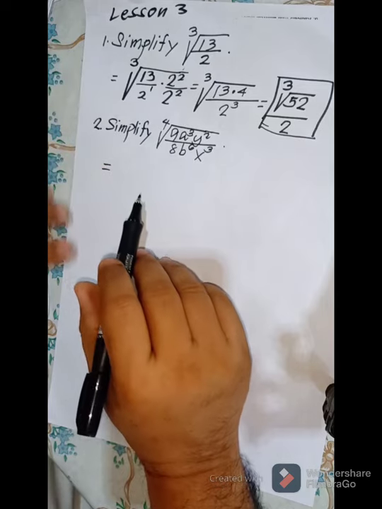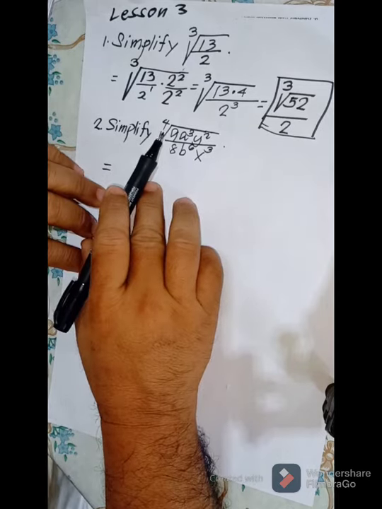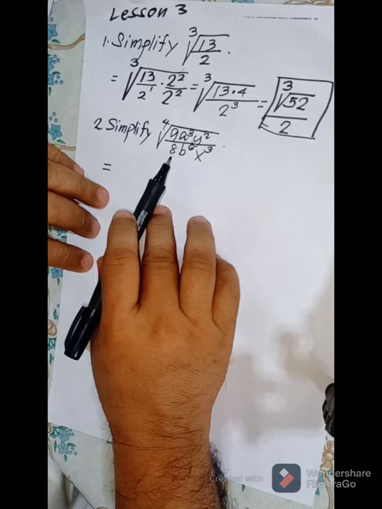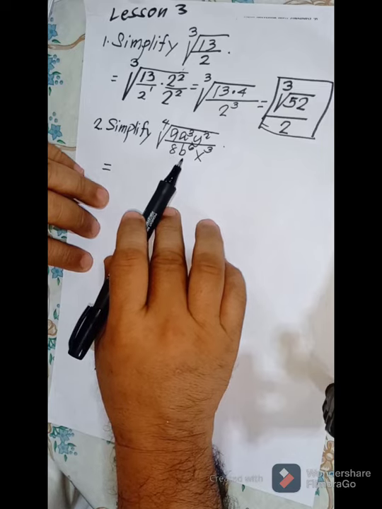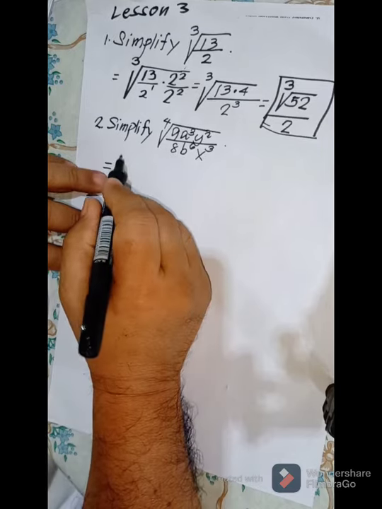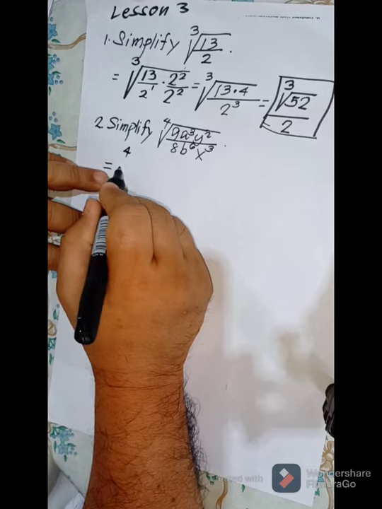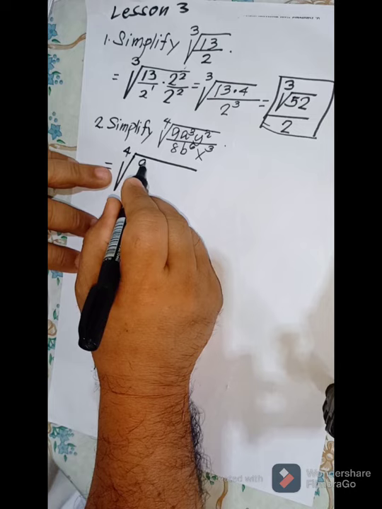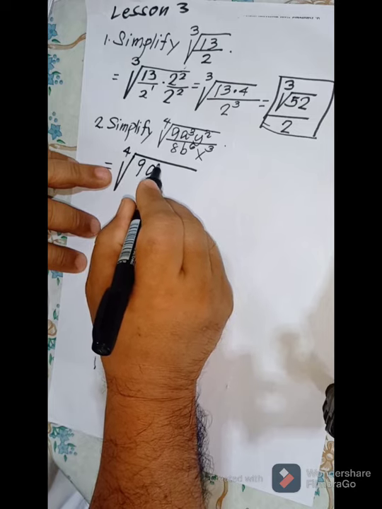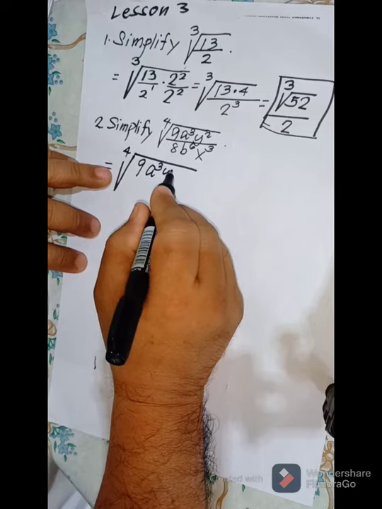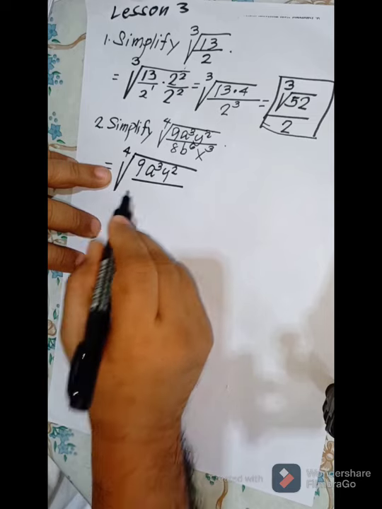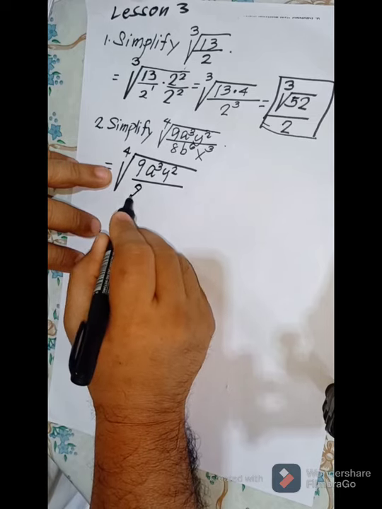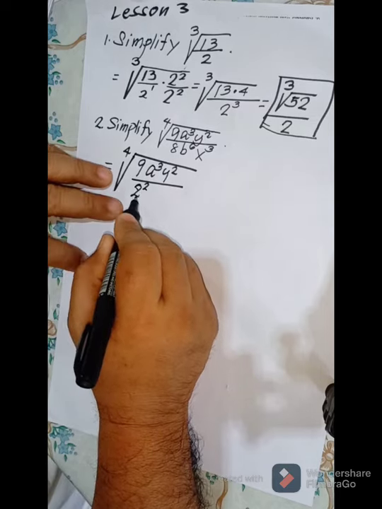So our first step is multiply both numerator and denominator by 2b squared x. So, here we go. The fourth root of 9a cubed y squared over 2 cubed, that is 8.